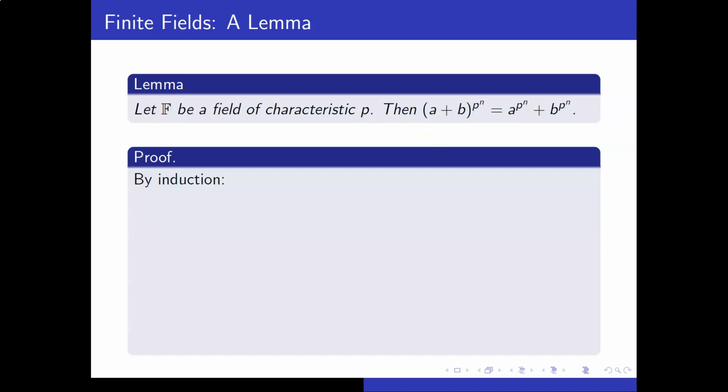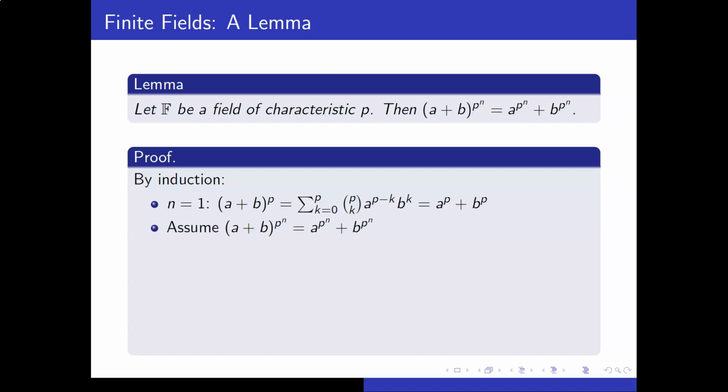All right, the proof is straightforward by induction. When n is 1, you've basically worked this out in your most recent assignment. So if I take a plus b, raise it to the p, I apply the binomial theorem, but these middle terms here, every one of them is divisible by p. I'm in a field of characteristic p, so all of those are 0, and so the only terms that remain are the first and the last, and so I'm left with a to the p plus b to the p.